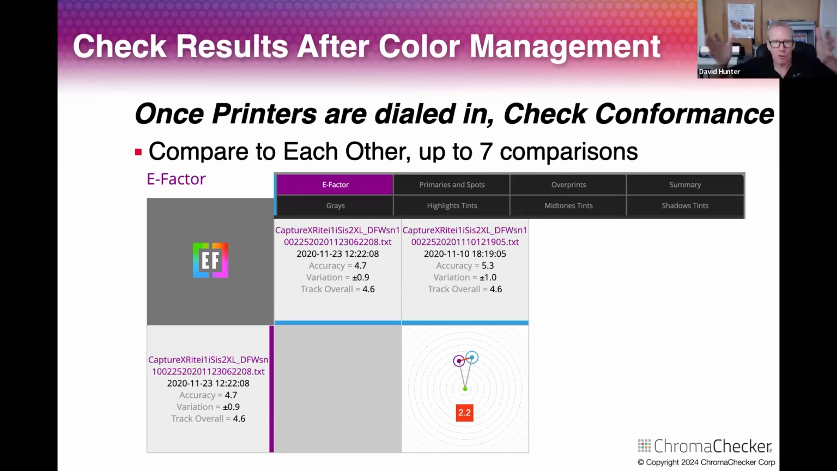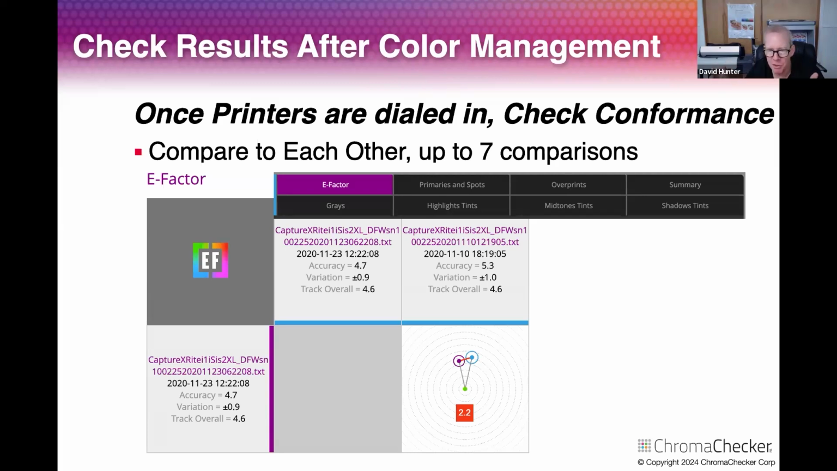Oh my goodness, that's what I'm looking for. I'm looking for an alignment of 2.2, which is under 3, so 95% of all customers will accept this. I've got a money-making deal because I've got my color dialed in. And if this were not this number, you notice the screen here where it says E factor and primaries and spots and overprints. You can click on these different tabs and it will tell you what the delta E's are for the primaries and spots and overprints and summary and highlight and G7 grays. So you can see why these two printers aren't the same.